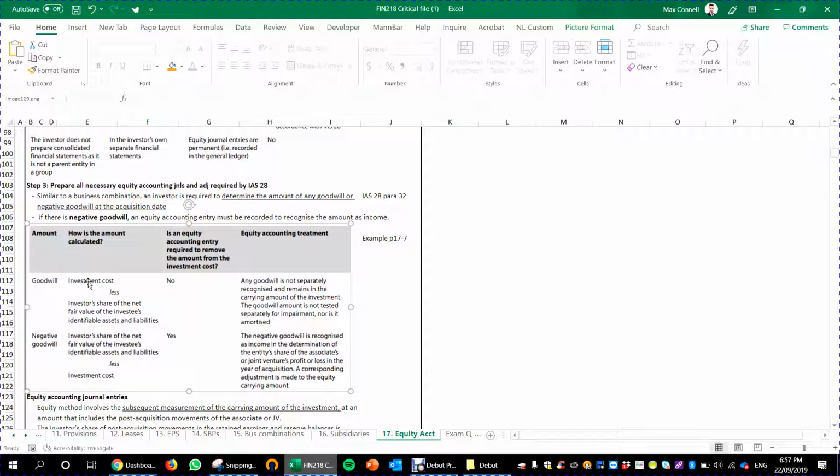So how do we recognize goodwill where we haven't actually got the value of all the assets as we do in a business combination? Well, you just purely take the investment cost, how much you paid, less the investor's share of the net fair value of the investees' identifiable assets and liabilities. So just take their balance sheet, take all their assets and liabilities as close as you can, and then the difference between that and the investment cost is either goodwill or negative goodwill.